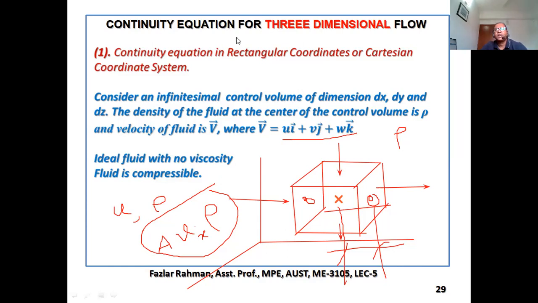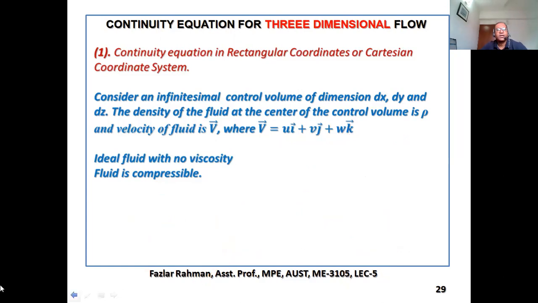So let's derive that equation. Before that, you have to write some assumptions. Consider an infinitesimally small control volume of dimension dx, dy, dz. The density of the fluid at the center of the control volume is rho, and the velocity of the fluid is V. V is a vector; here it has three components. And we'll assume an ideal fluid, that means no viscosity, and the fluid is incompressible. These are the two assumptions.